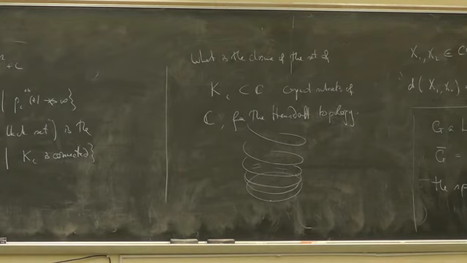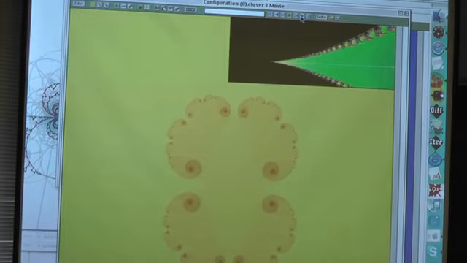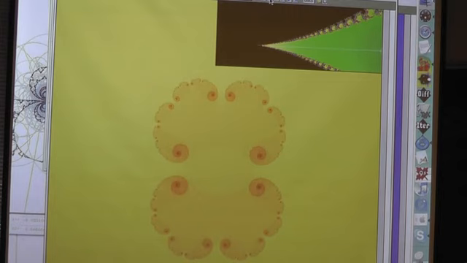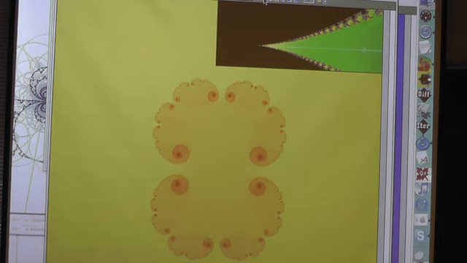Now, how are you supposed to see this spiral? The answer is, you're supposed to look at that little decoration. That little decoration is going to turn, and it's going to turn, and it's going to turn. And here it is turning, rather slowly. Maybe I'll make it turn faster. Okay, now we can see it turning.